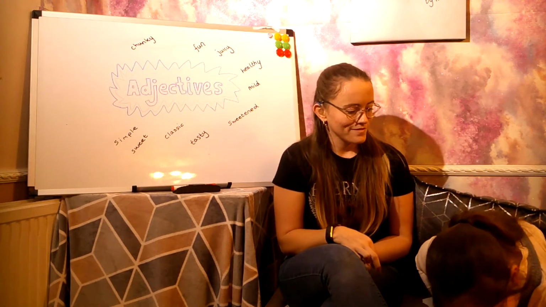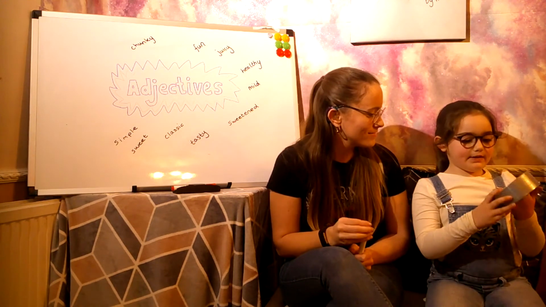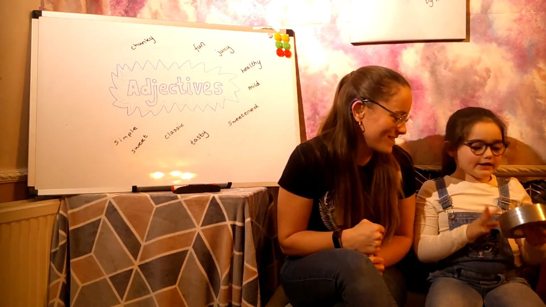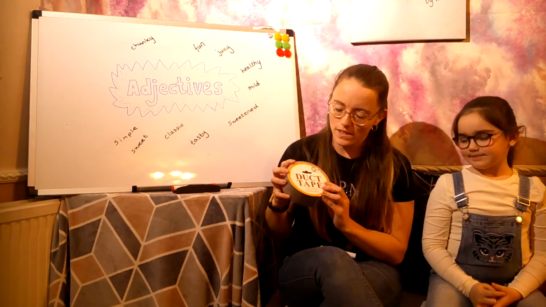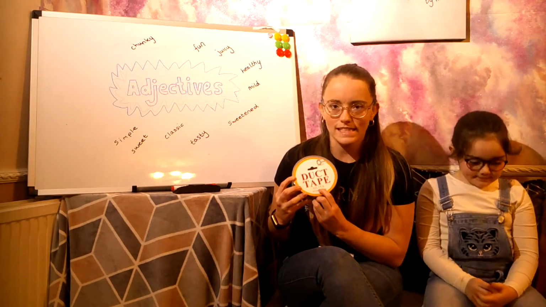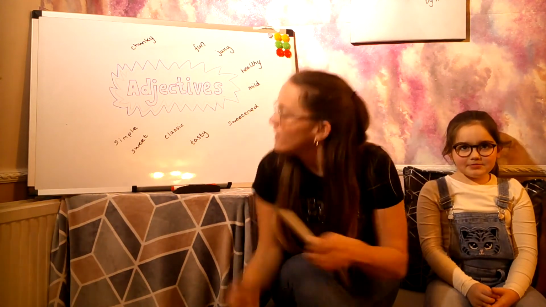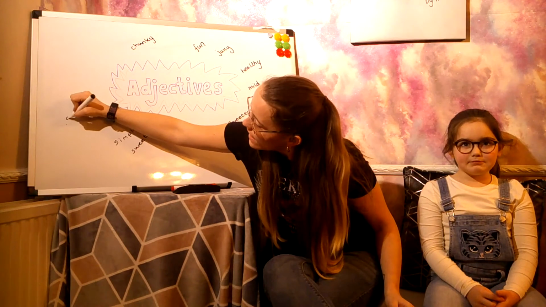Have you got your next item? Yes, of course. My next item is some silver duct tape. The adjective in that is silver. Well done. So we have silver duct tape. The adjective is silver. Let's add that to our board.